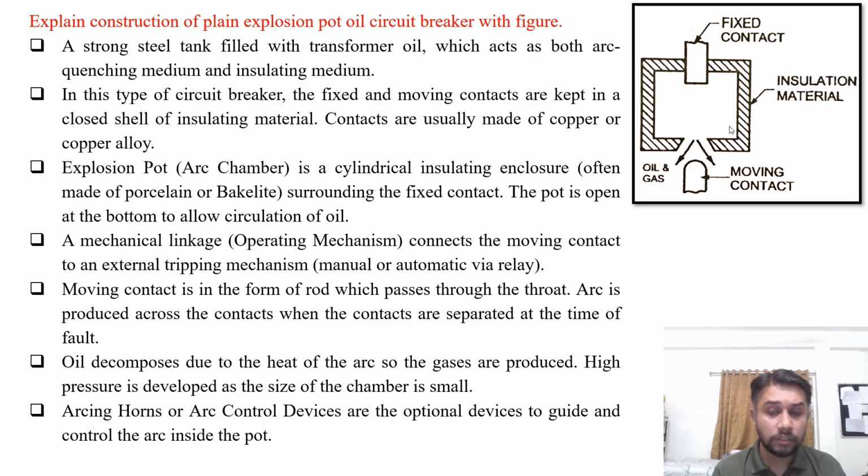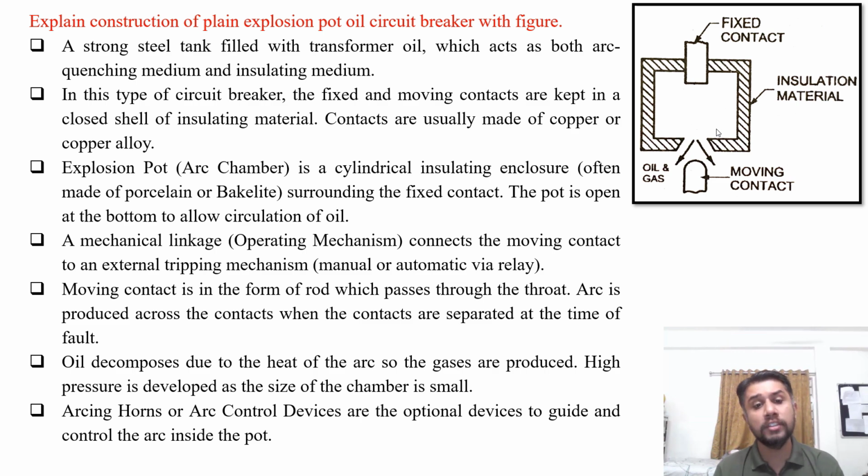Now this causes a very huge amount of heat production, and due to this oil decomposition takes place due to the heat of the arc produced. So the gases are produced, mainly hydrogen, ethane, methane, ethylene, etc. High pressure is developed as the size of the chamber is very small. This arc is produced in this small chamber, hence the pressure developed by the arc is very high.